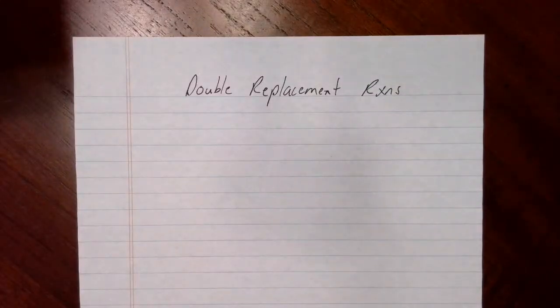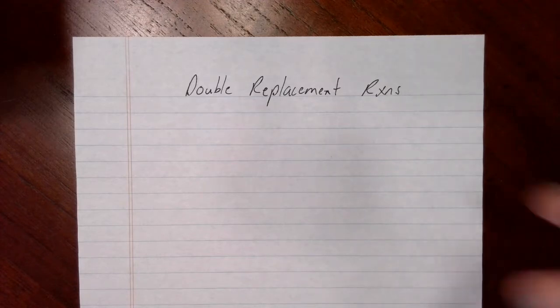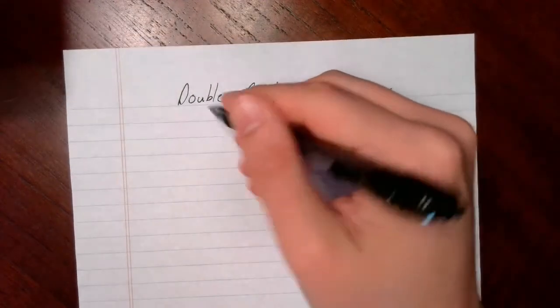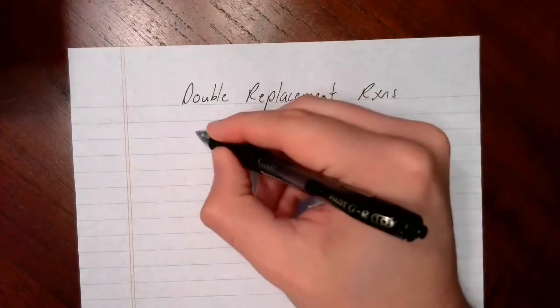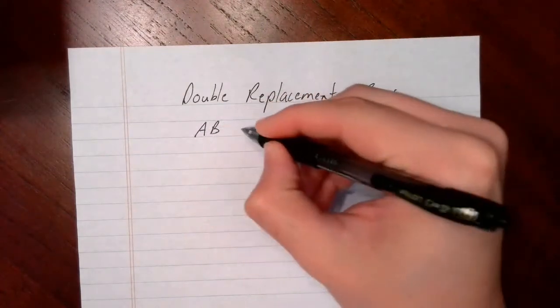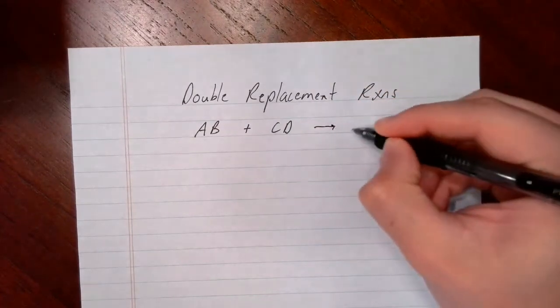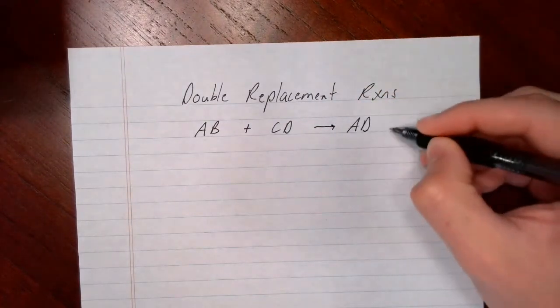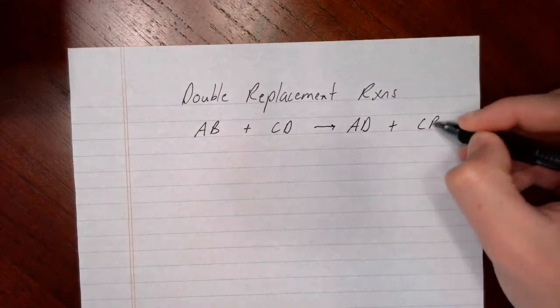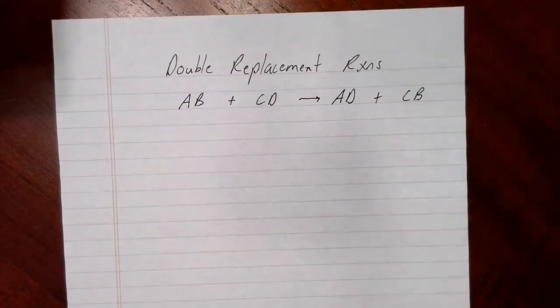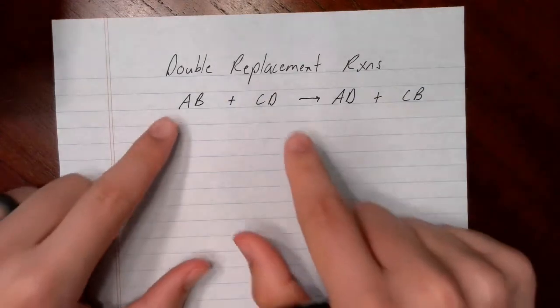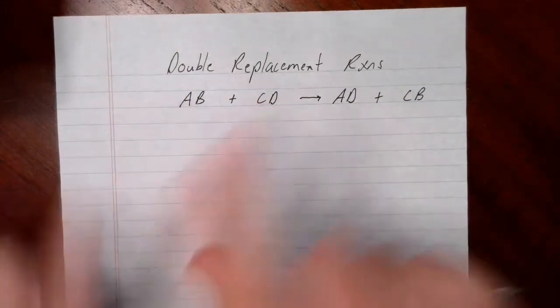Alright, so today we're going to discuss the final class of reactions, double replacement reactions. So double replacement reactions have a form that looks something similar to this. We'll just use generic symbols here. AB plus CD yields AD plus CB. Okay. So you can see here that the A and the C switch places.